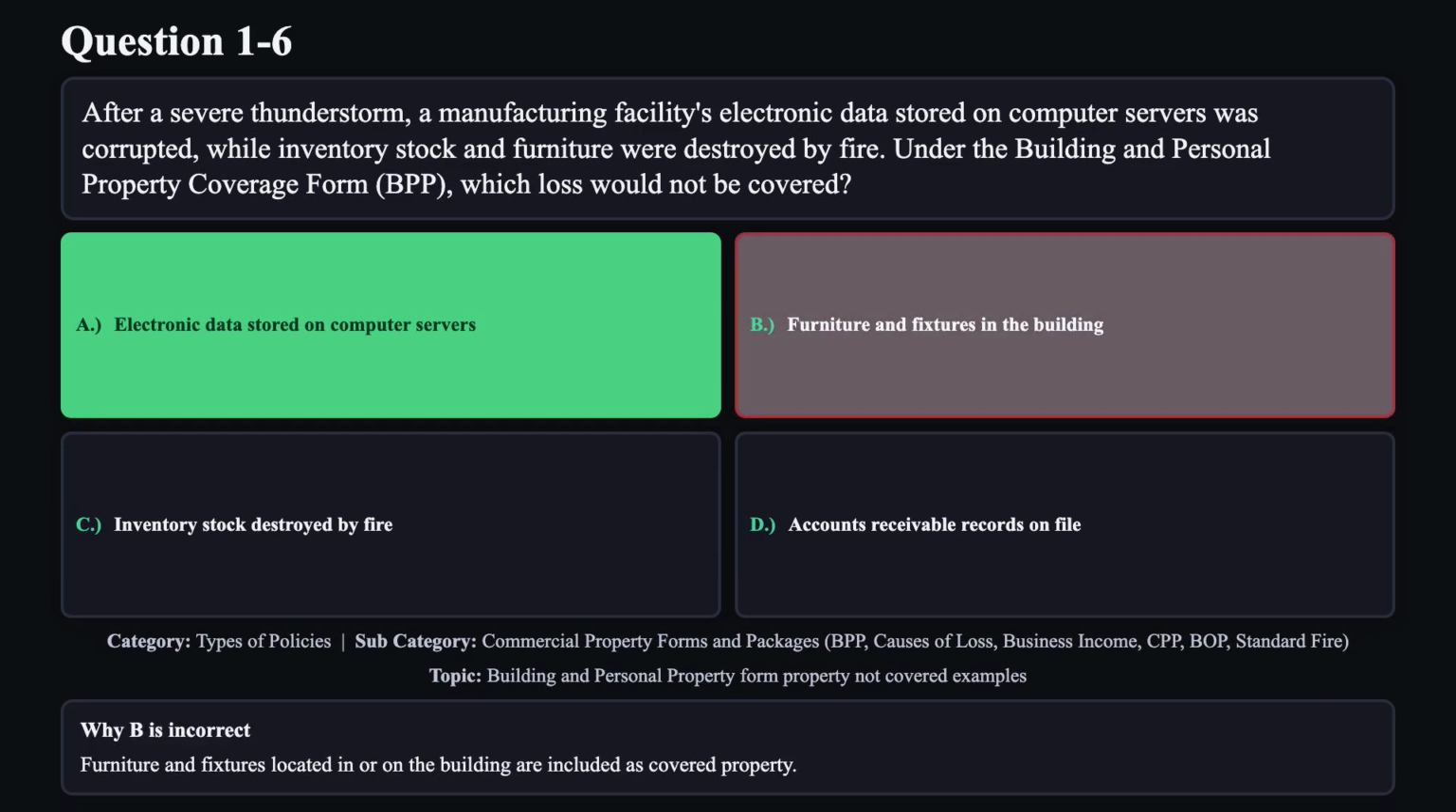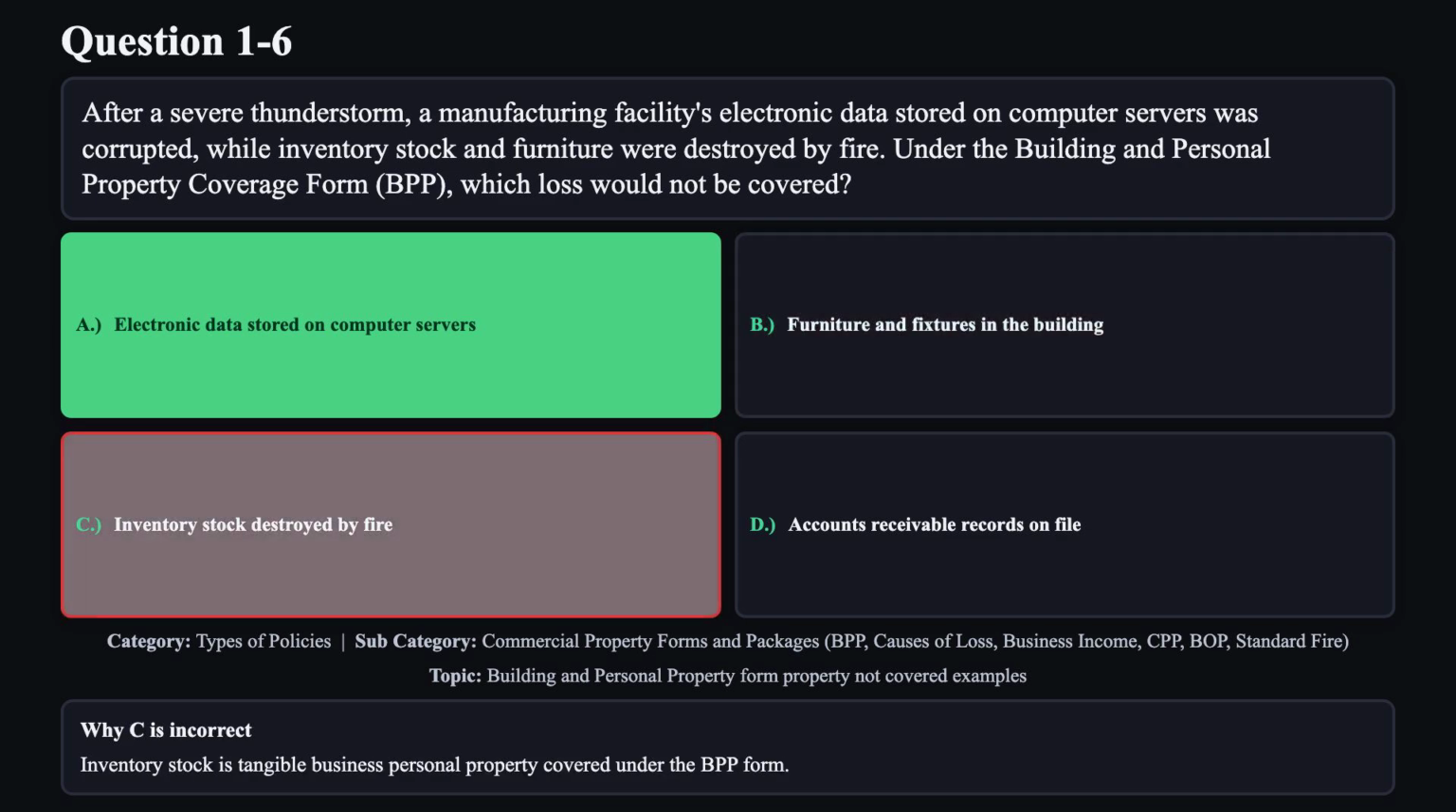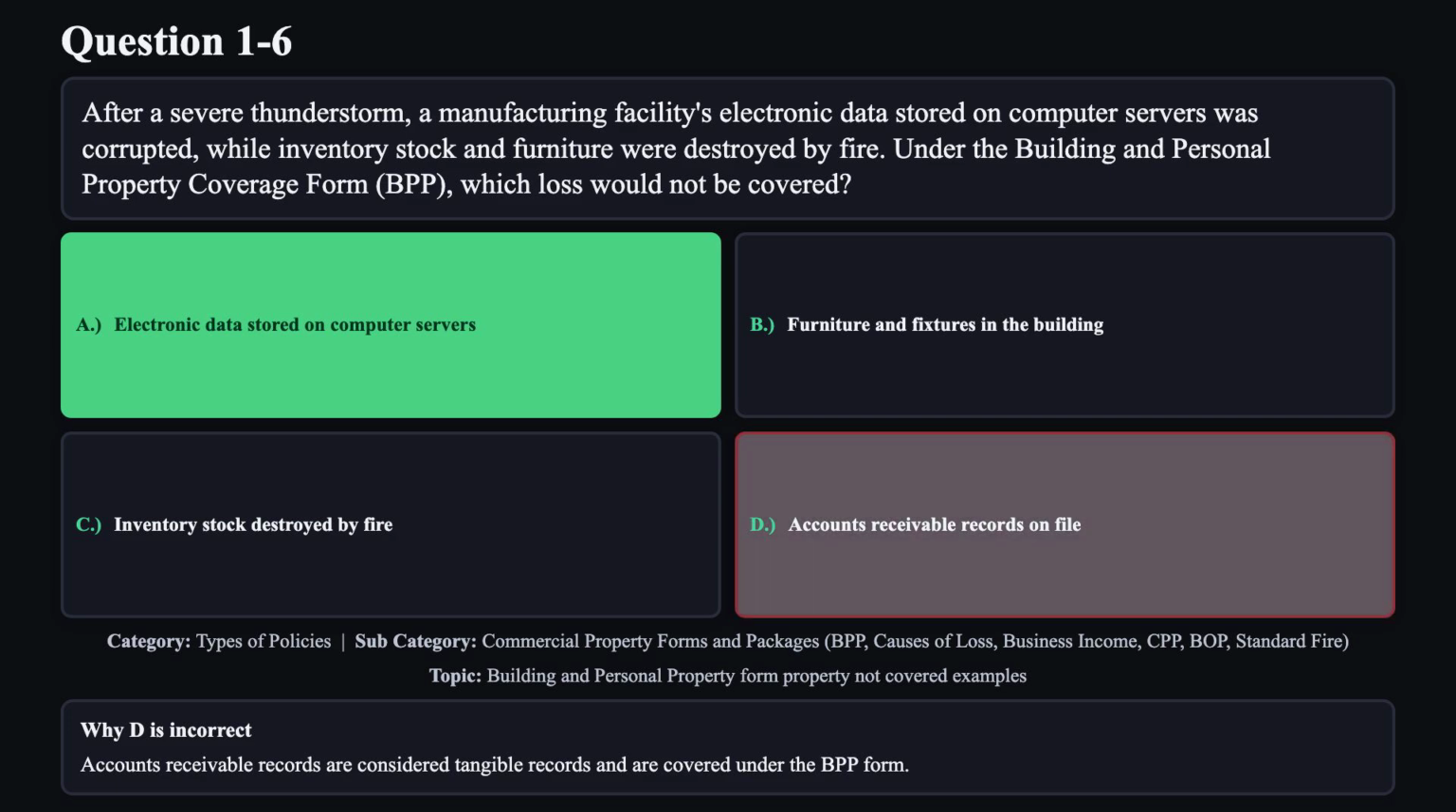Reason B is not correct. Furniture and fixtures located in or on the building are included as covered property. Reason C is not correct. Inventory stock is tangible business personal property covered under the BPP form. Reason D is not correct. Accounts receivable records are considered tangible records and are covered under the BPP form.